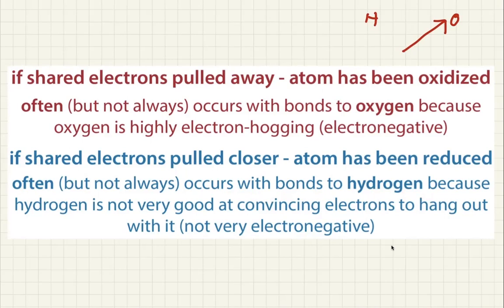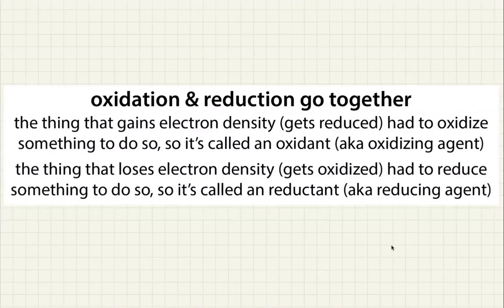But as we'll see, we need to be careful because we're talking about hydrogen here with its electron and not just hydrogen as a proton. So we'll take a look at how protonation is not a redox reaction, and we'll put some actual numbers to it. But first, always remember that oxidation and reduction are going to go together. So that thing that gains electron density, the thing that gets reduced, it had to oxidize something in order to do so.